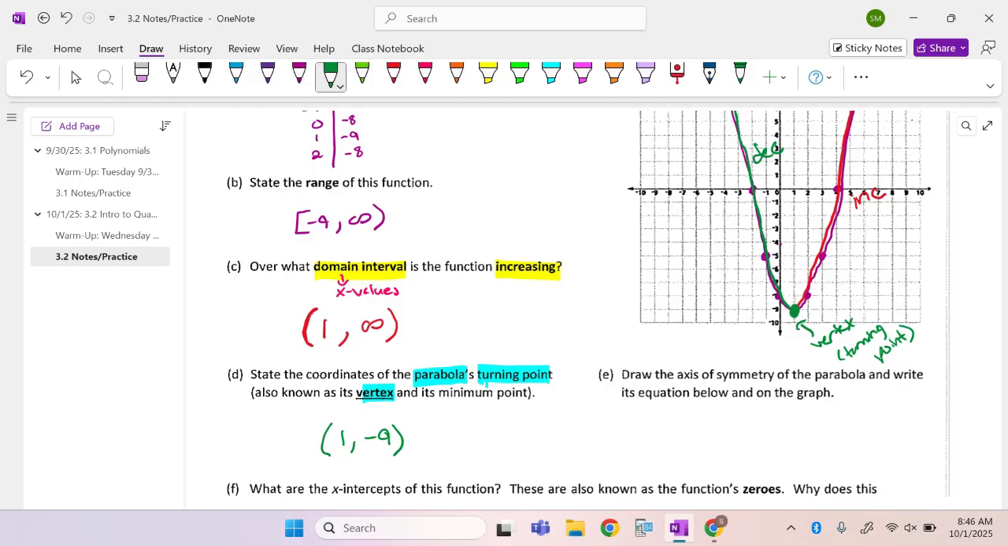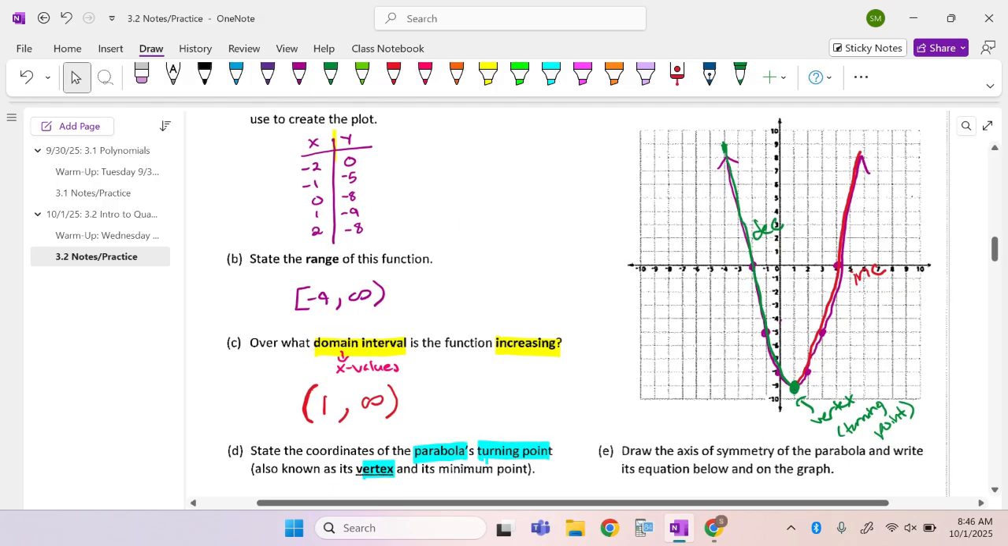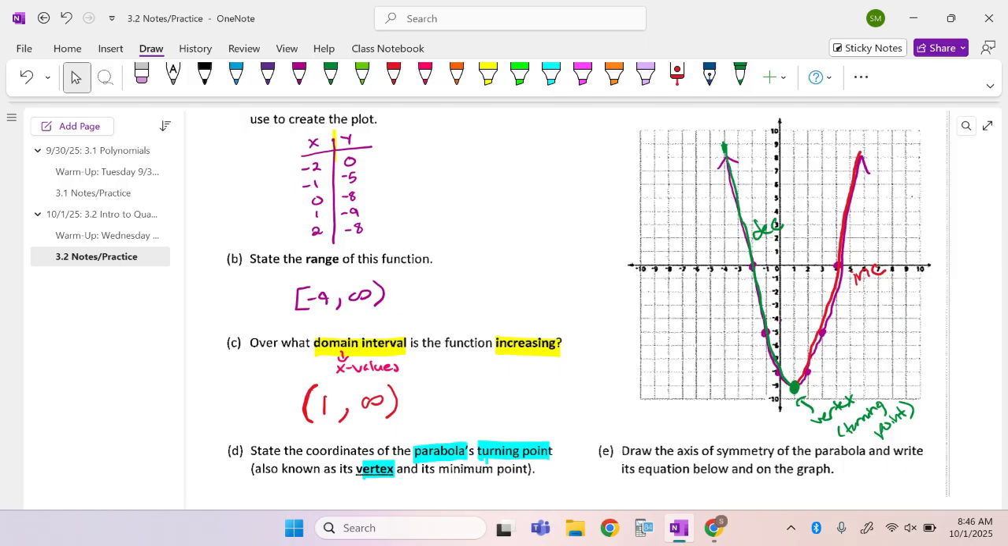Now, axis of symmetry. Does anyone remember what an axis of symmetry is? It's a line that cuts the graph in half, right? So it's symmetrical. So where do you think I'm going to draw the axis of symmetry? What point do you think I'm going to draw it through? The vertex. Good. So if we draw the axis of symmetry, it's going to cut right through the vertex.